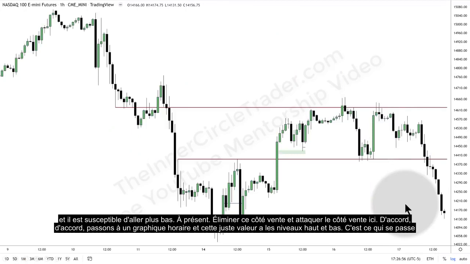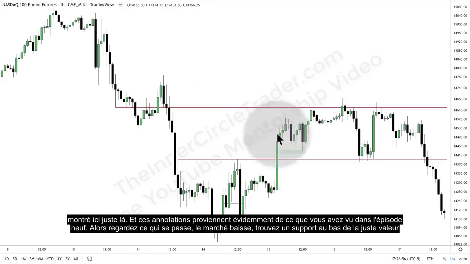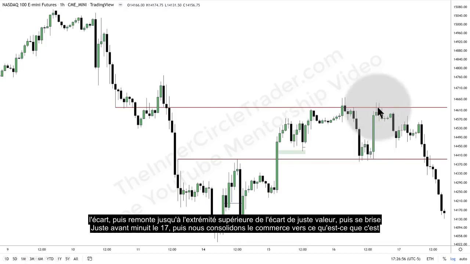All right, let's drop down to an hourly chart, and that fair value gap, the high and the low levels, that's what's being shown here, right there. And these annotations are obviously from what you saw on the episode 9. So watch what happens. The market trades down, finds some support at the low end of the fair value gap, then rallies back up to the high end of the fair value gap, and then breaks right before midnight on the 17th. And then we consolidate, trade back up into what?